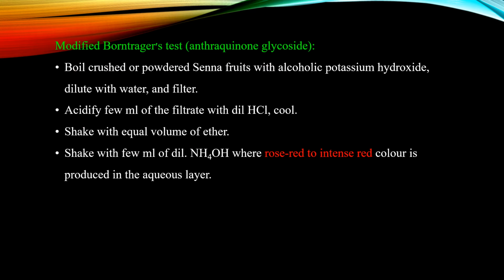Another test for the anthraquinone glycoside is the modified Borntrager test. The powder is boiled with alcoholic potassium hydroxide, then diluted with water and filtered. The filtrate is acidified with dilute hydrochloric acid and shaken with an equal volume of ether. Then add a few drops of dilute ammonium hydroxide solution and an intense red rose color is produced in the aqueous layer due to liberation of an aglycone from the anthraquinone glycosides.